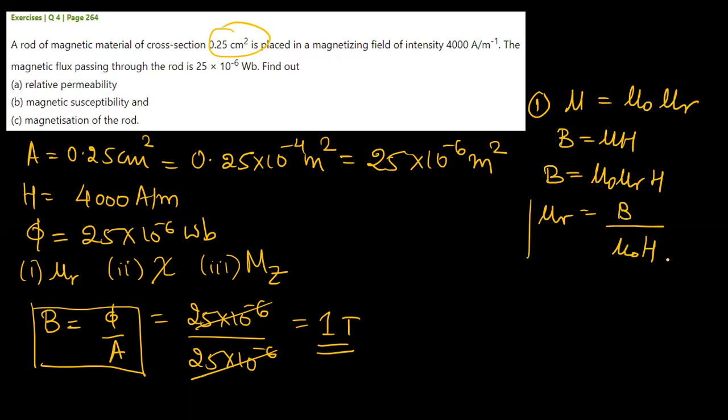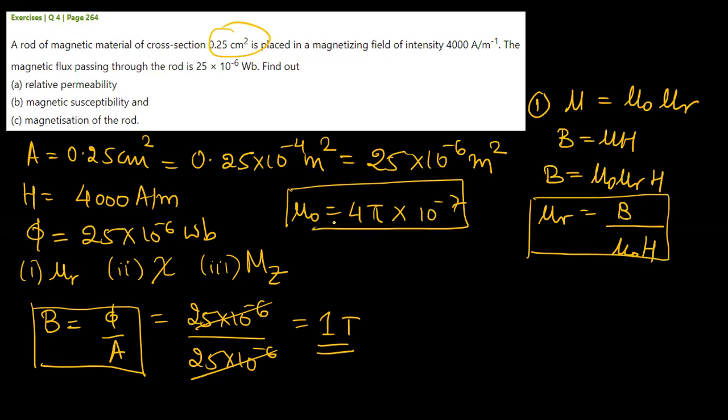So just substitute the values over here. Please remember the value of mu 0, that is a constant, 4 pi into 10 raised to minus 7 in SI units. That is a constant value. You substitute the value, you get the value for mu r. So mu r will be 199. When you substitute the value, you get mu r as 199.